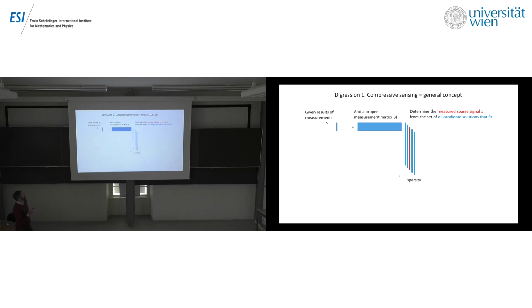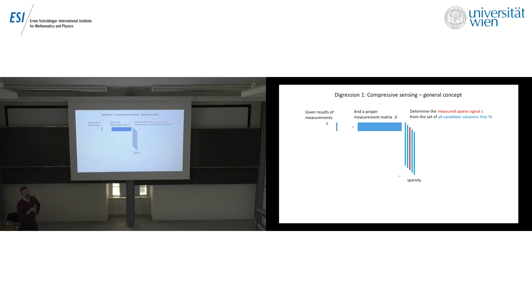Okay, so the problem is like that. Given results of measurements and a proper measurement matrix, you need to determine the measured sparse signal. So we assume that our signal we measure is sparse. So you need to distinguish it from all candidates that fit these results, because usually for rectangular measurement matrices like this, the solution is not unique.